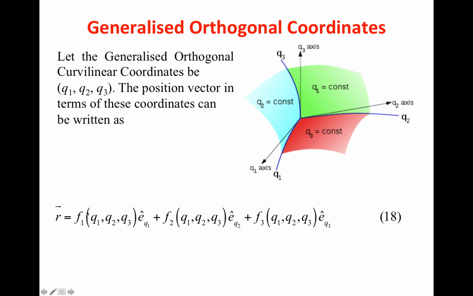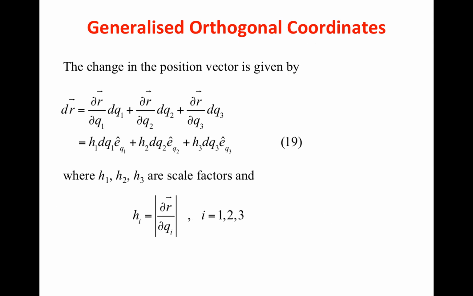So, suppose now the position vector in this new coordinate system is given to us by this term. You have a function f1, which is a function of these coordinates q1, q2, q3, in the direction of q1, and similarly a component in the direction of q2, and f3 will be the component in the direction of eq3 cap. So, the change in the position vector is given as this. This total change r is a function of q1, q2 and q3.